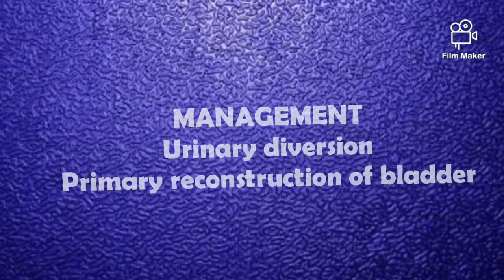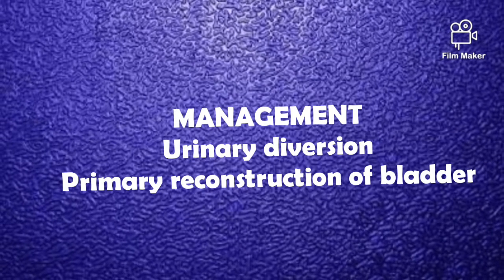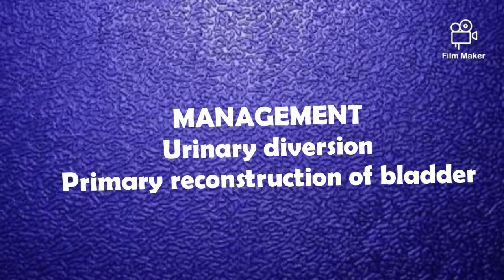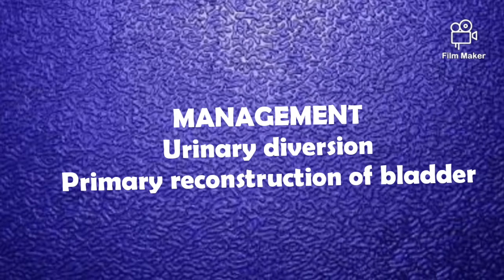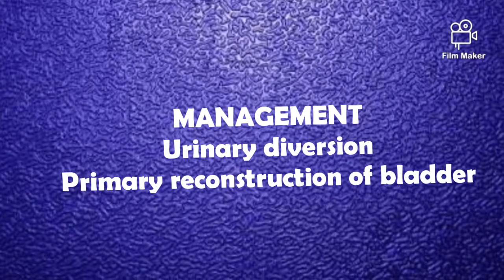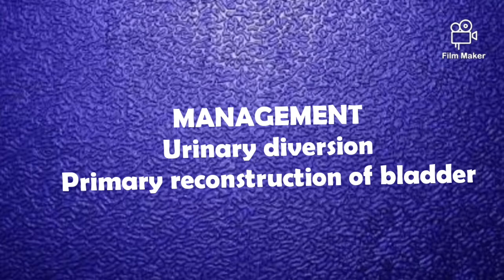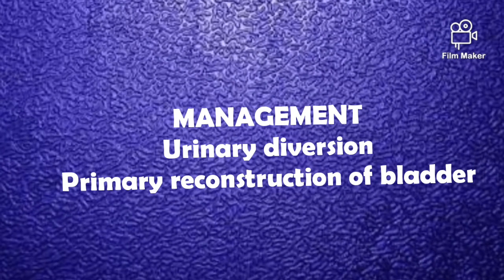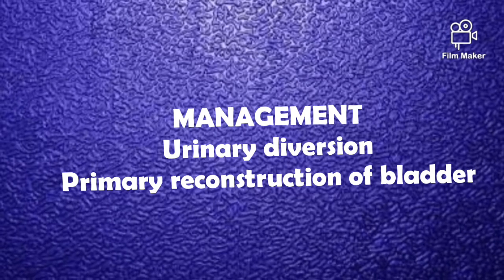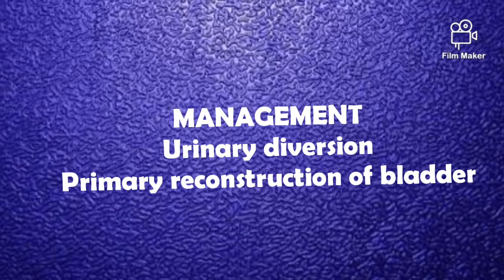Management or treatment. Treatment begins at birth by covering the bladder with a sterile plastic dressing that prevents drying of the bladder but allows urine flow. Surgical closure is the preferred method of treatment, and surgery is usually done within 48 hours of life. The types of surgery.